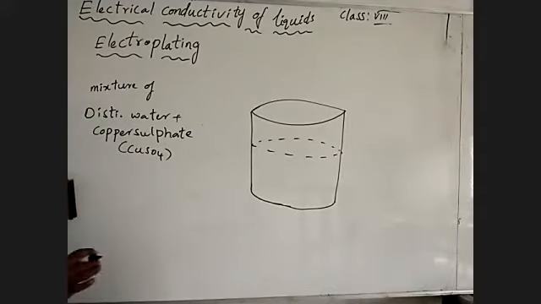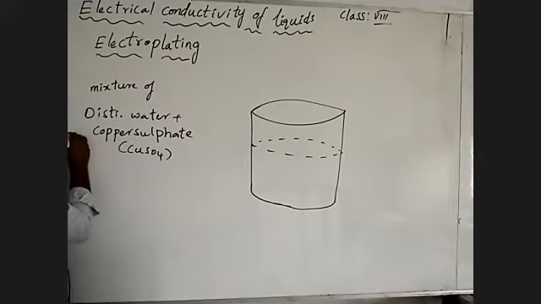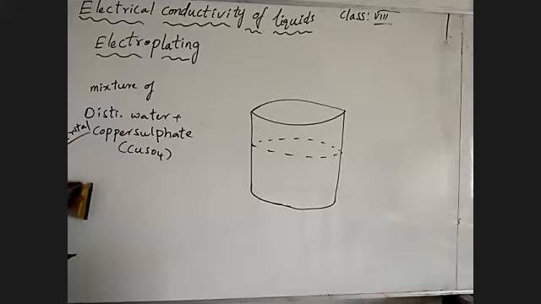Distilled water is generally a non-electrolyte. It is a bad conductor of electric current. By adding copper sulfate into the distilled water, what will happen? It becomes a good conductor of electric current. By adding the crystal part of the copper sulfate to the distilled water, the non-electrolyte becomes an electrolyte solution. Understand?